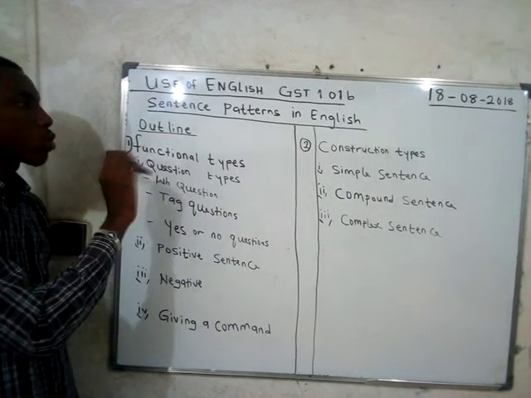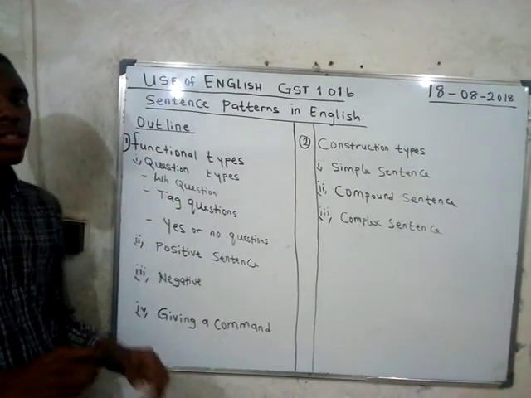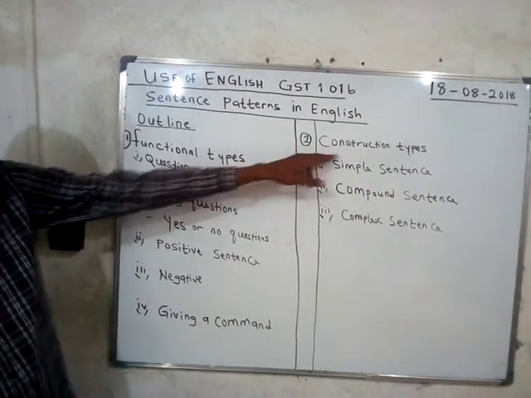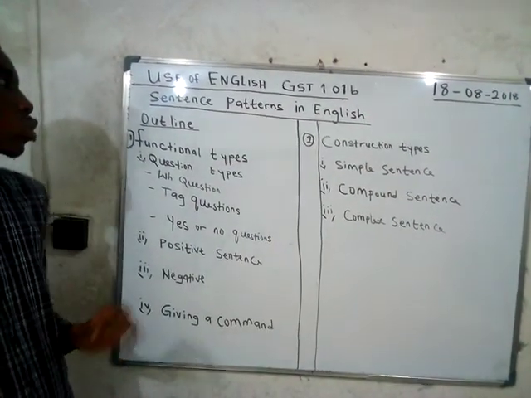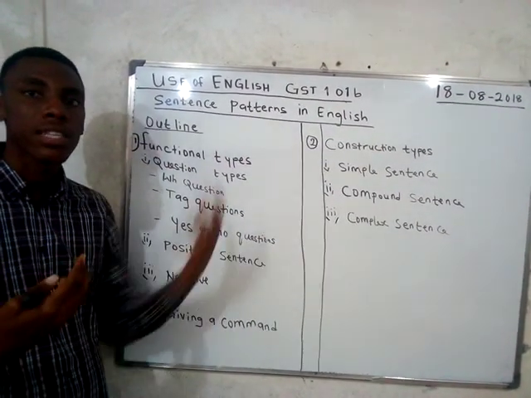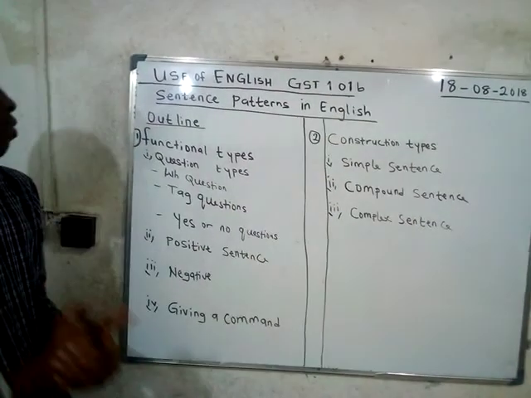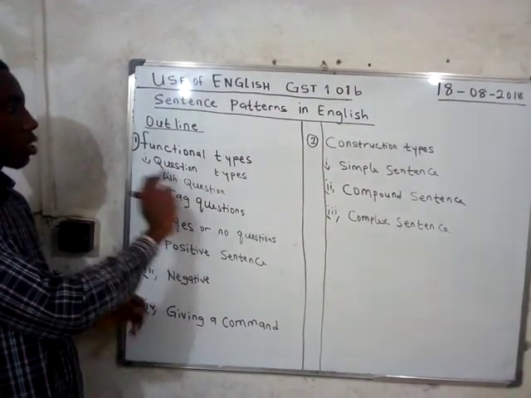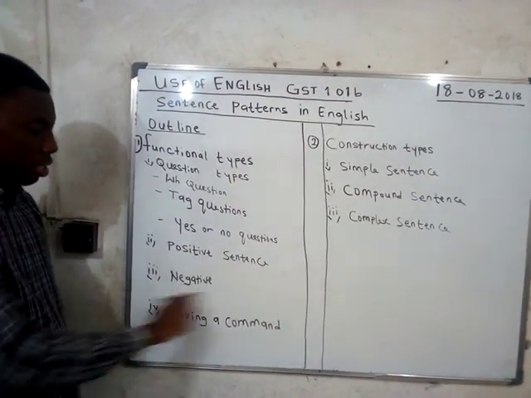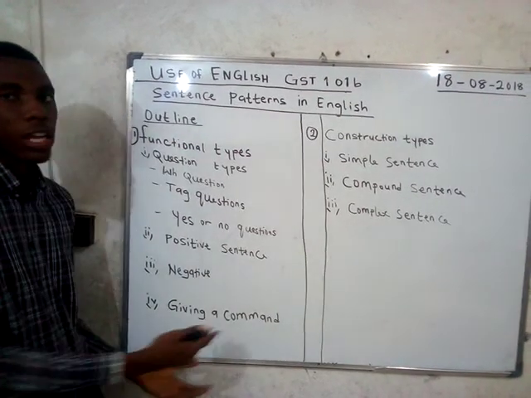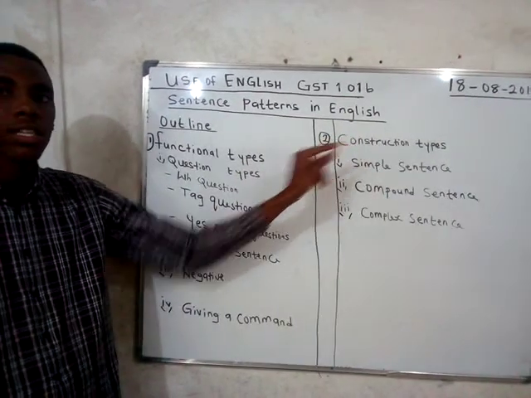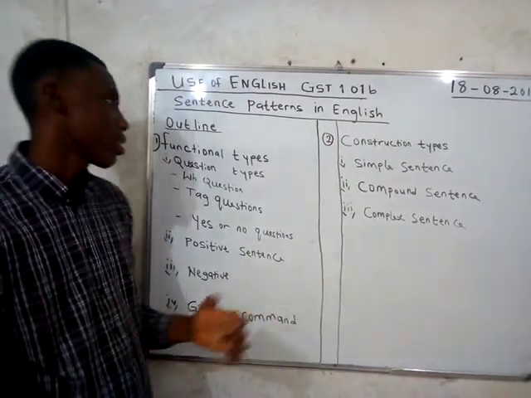Now, my outline. First of all, we're going to be looking at the functional types. Sentence patterns in English language can be viewed from two angles, the functional types and the construction types. The functional types tell us what function sentences perform in English language. Under the functional types, we're going to look at the question types, the positive sentence types, the negative sentence types, and giving a command. Under the construction types, we have the simple sentence, the compound sentence, and the complex sentence.